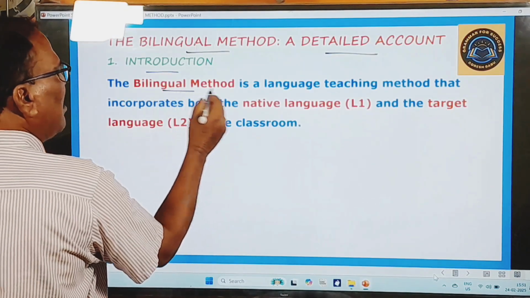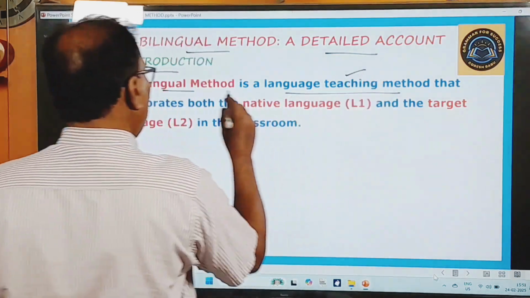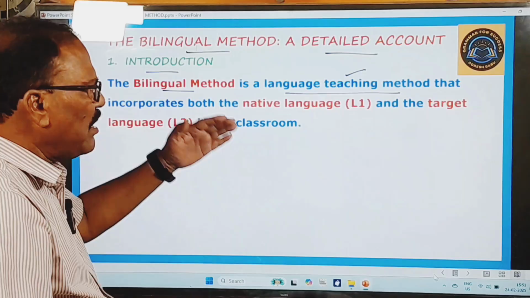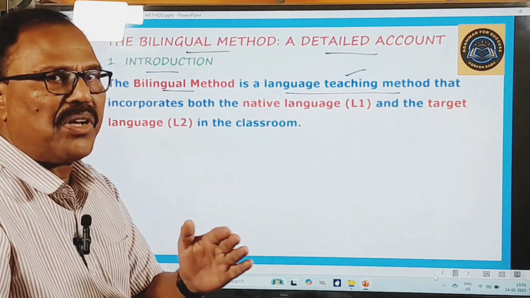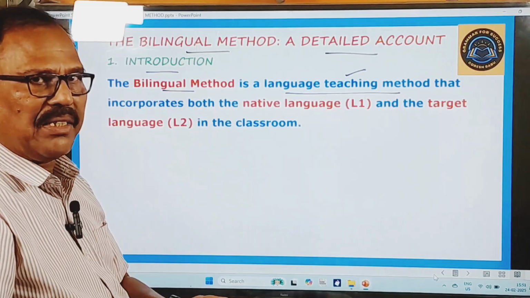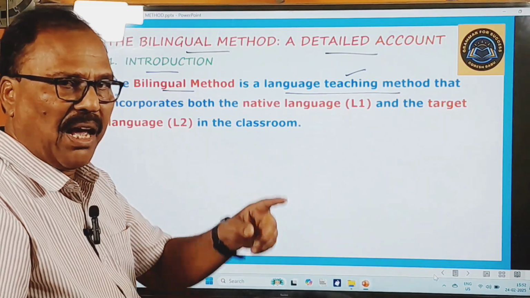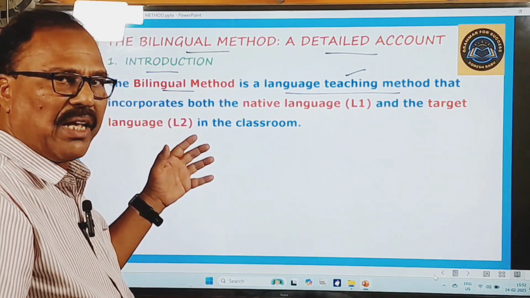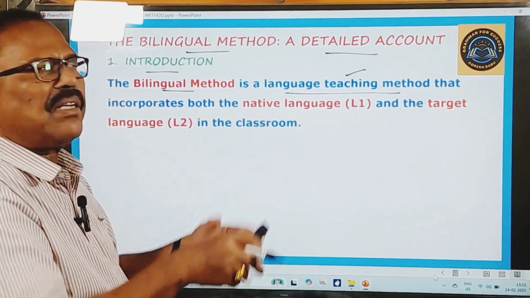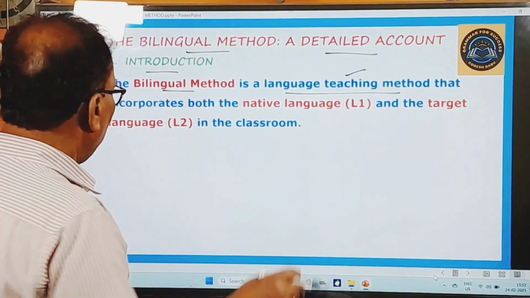The bilingual method is a language teaching method. Of course, this bilingual method is a language teaching method. See, all the matter is written in a simple, easy and understandable way, so you can also read this matter and understand it. In that simple manner, I have written all the important aspects of this bilingual method. Here I am just explaining certain important things, not all the things. So here you pay attention.